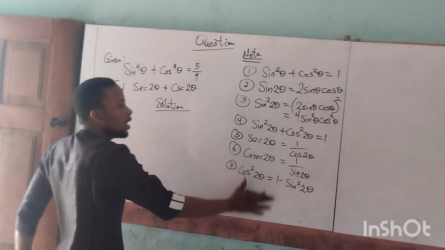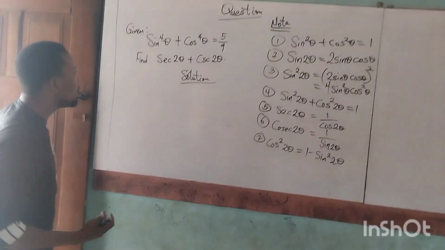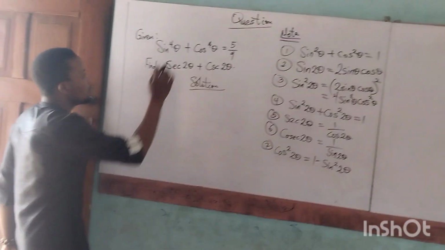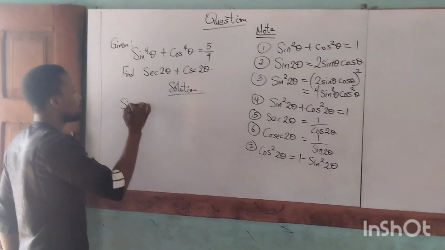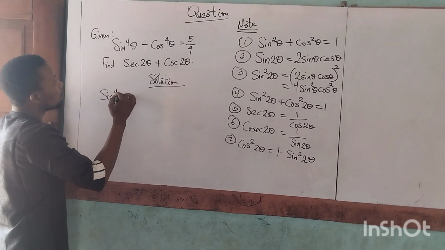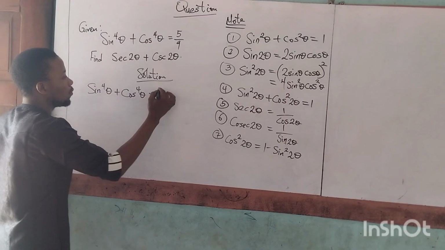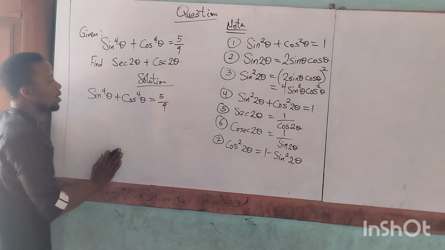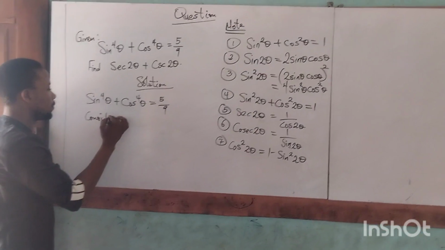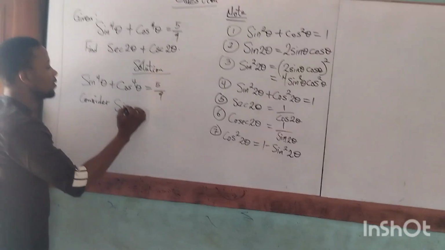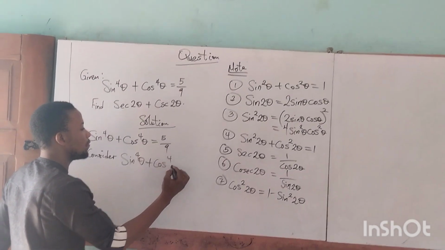We can just put this at one side so that it will be very easy for us as we solve the question. The question is sine power 4 theta plus cos power 4 theta is equal to 5 over 9. Now, I can consider sine raised power 4 theta plus cos raised power 4 theta.